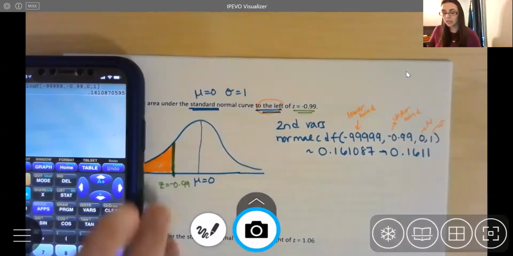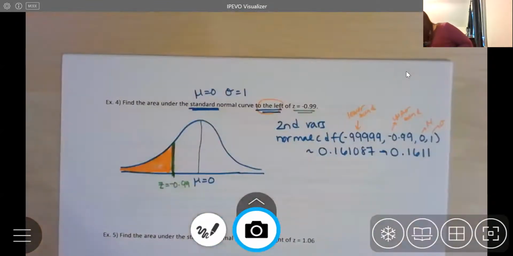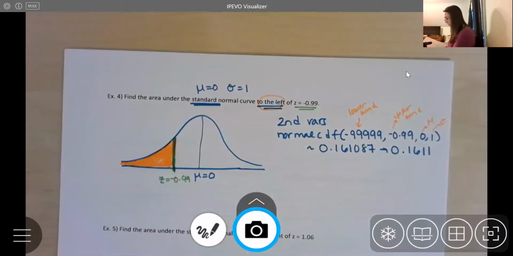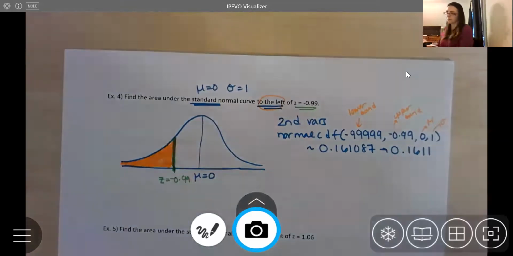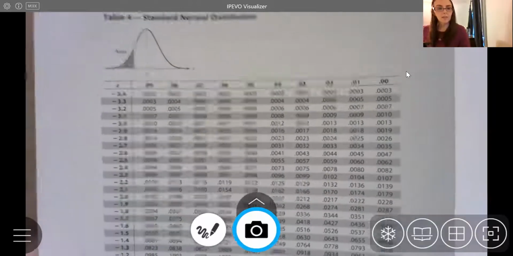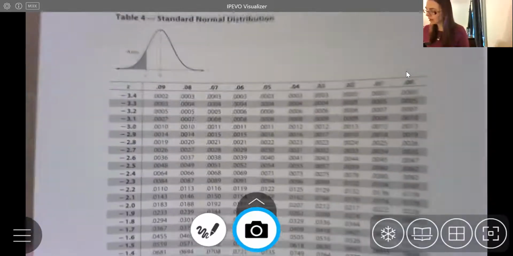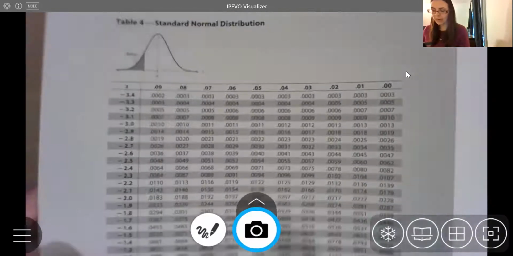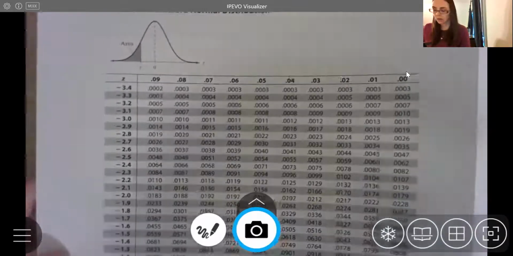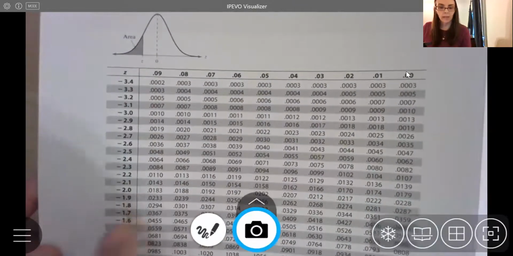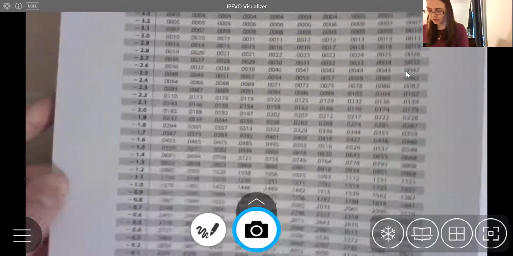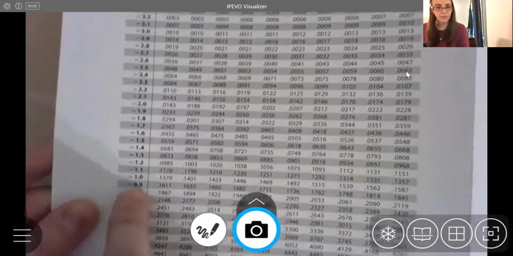All right, let's use the table. All right, sorry, I closed it. Let me get it back out. So we have negatives here. Okay. So I'm looking for negative 0.99. So negative 0.9 is my first piece. So I'm going down here to negative 0.9.